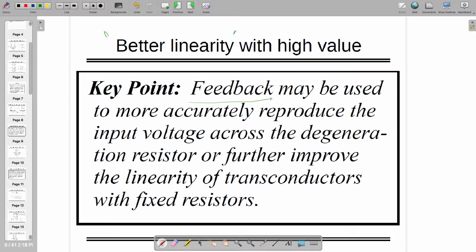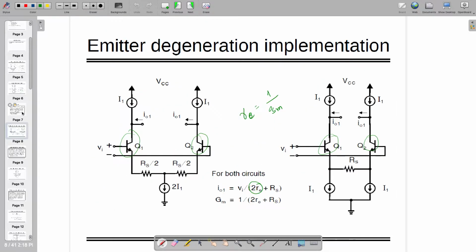So if you want to improve in terms of linearity, then you can apply feedback, right? Feedback is the best case. It has to be, of course, it's not written here, but it has to be negative feedback, right? Are you following this till now? Okay.